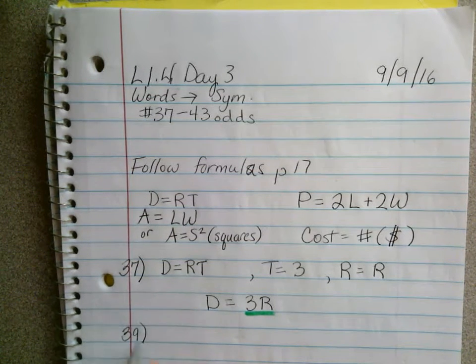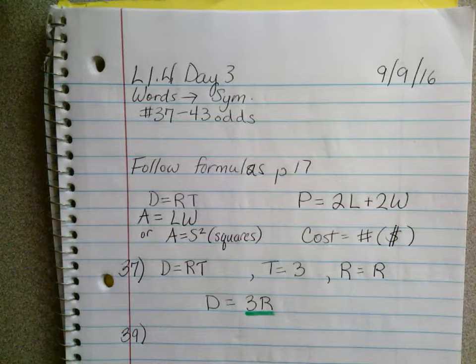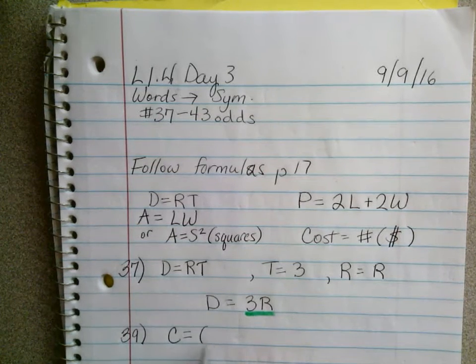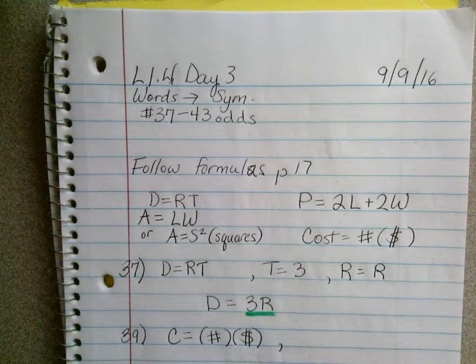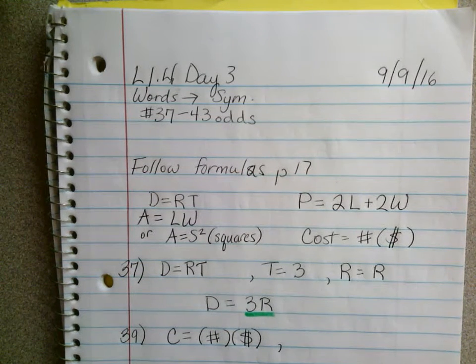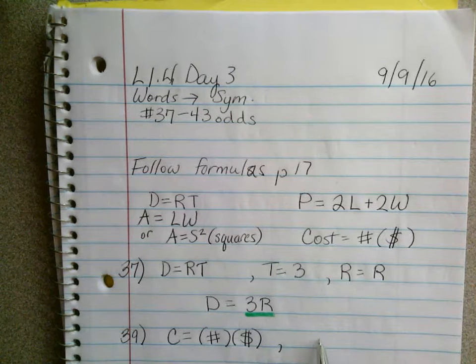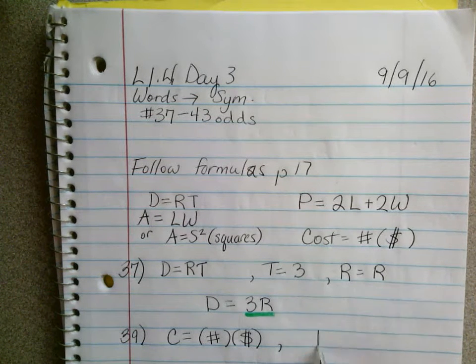39. Pencils cost P cents each. How much will 5 of them cost? Lizzie, which formula are you going to use? Cost. Cost is equal to the count of the items multiplied by how much each item is. What data do they give us? Jay, what data do they give us? They say that they tell us how many pencils you buy, and that's 5.